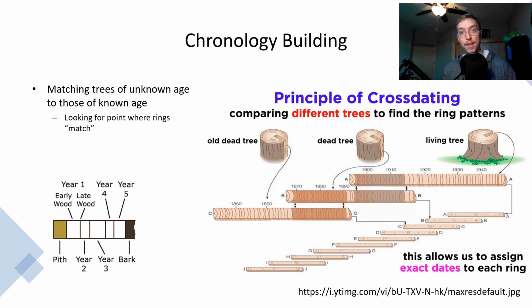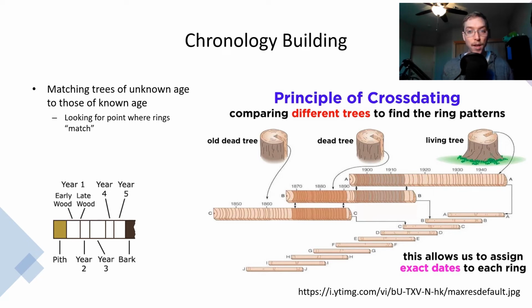Then you need to do things like this. We call this cross-dating or chronology building. What this is basically is matching trees of unknown ages to those of known ages, looking at what those rings match and extending the record back. This allows us to assign exact dates to each tree ring.